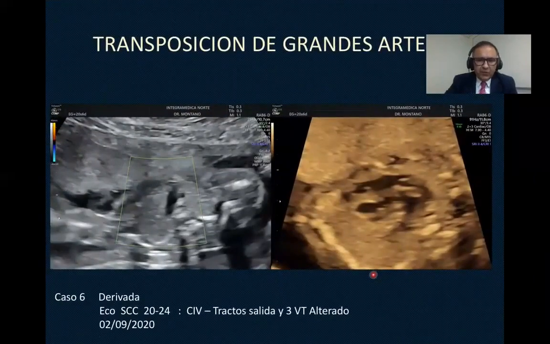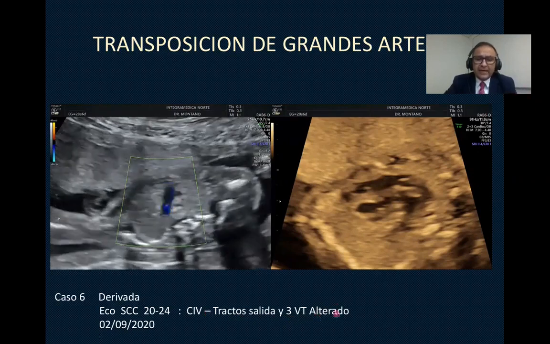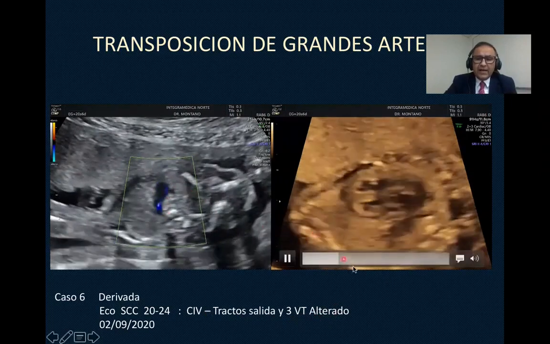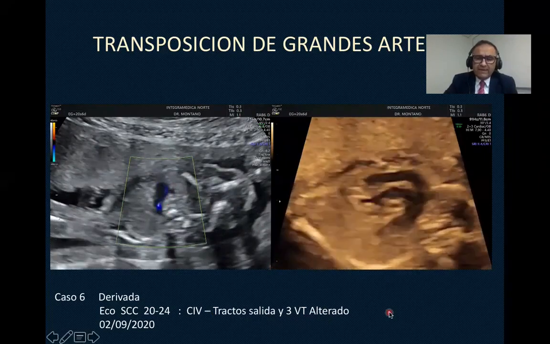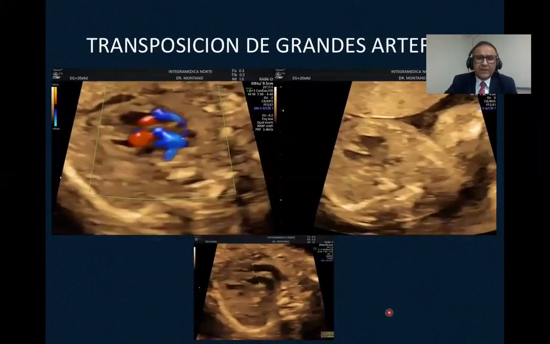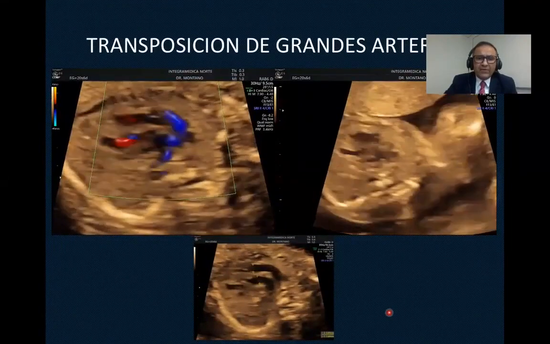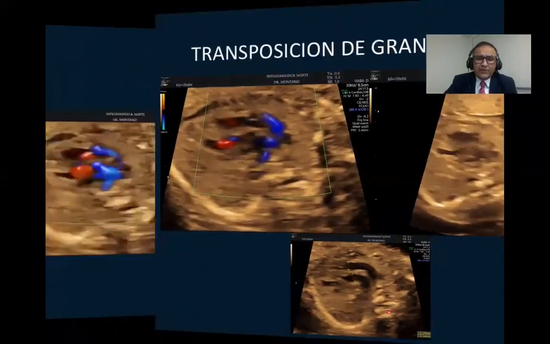Another case in which a colleague evaluated her at 21 to 24 weeks and suspected that there was a ventricular septal defect. There were abnormalities in the outflow tracts and an abnormal three-vessel trachea view. She was referred with that suspicion, and we evaluated her and immediately saw that the three-vessel trachea view was abnormal here. We only see two vessels, and here we can see the well-known shotgun barrel sign, two vessels in parallel side by side. With color Doppler, we see how the two vessels arise in parallel and are transposed.